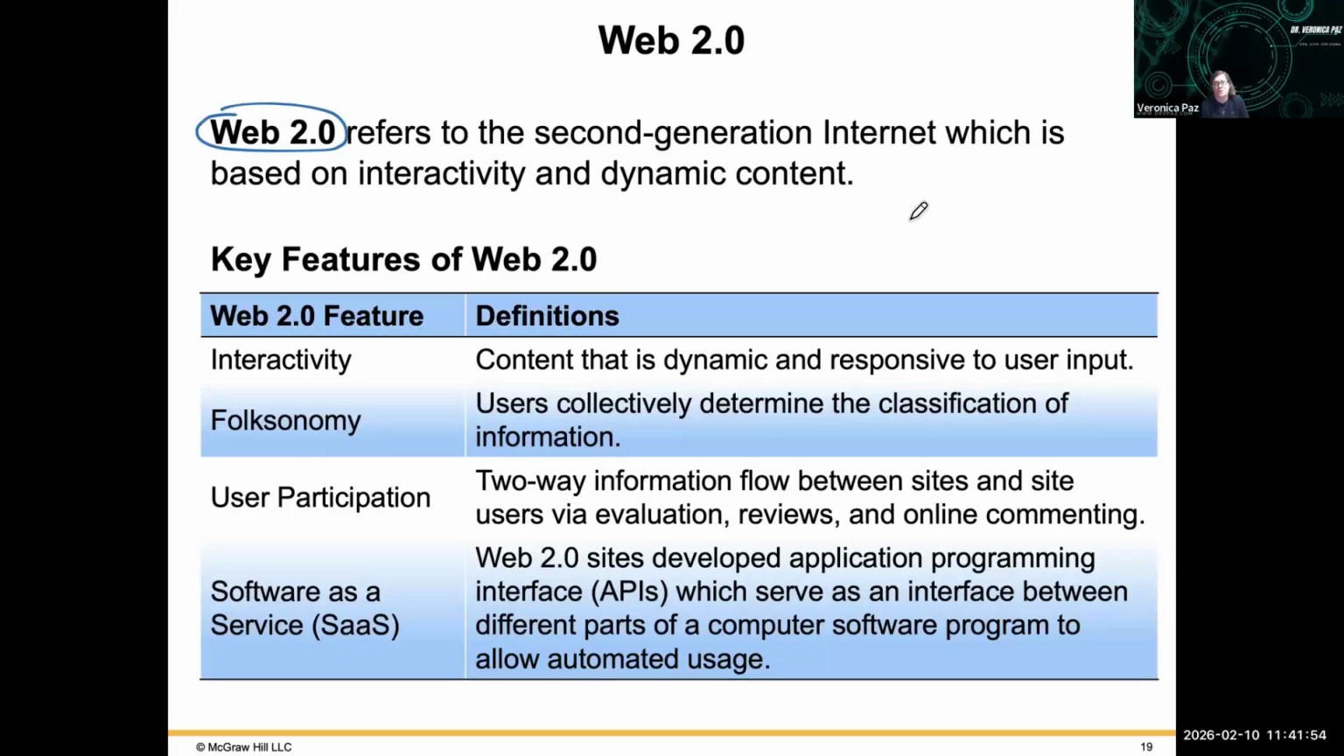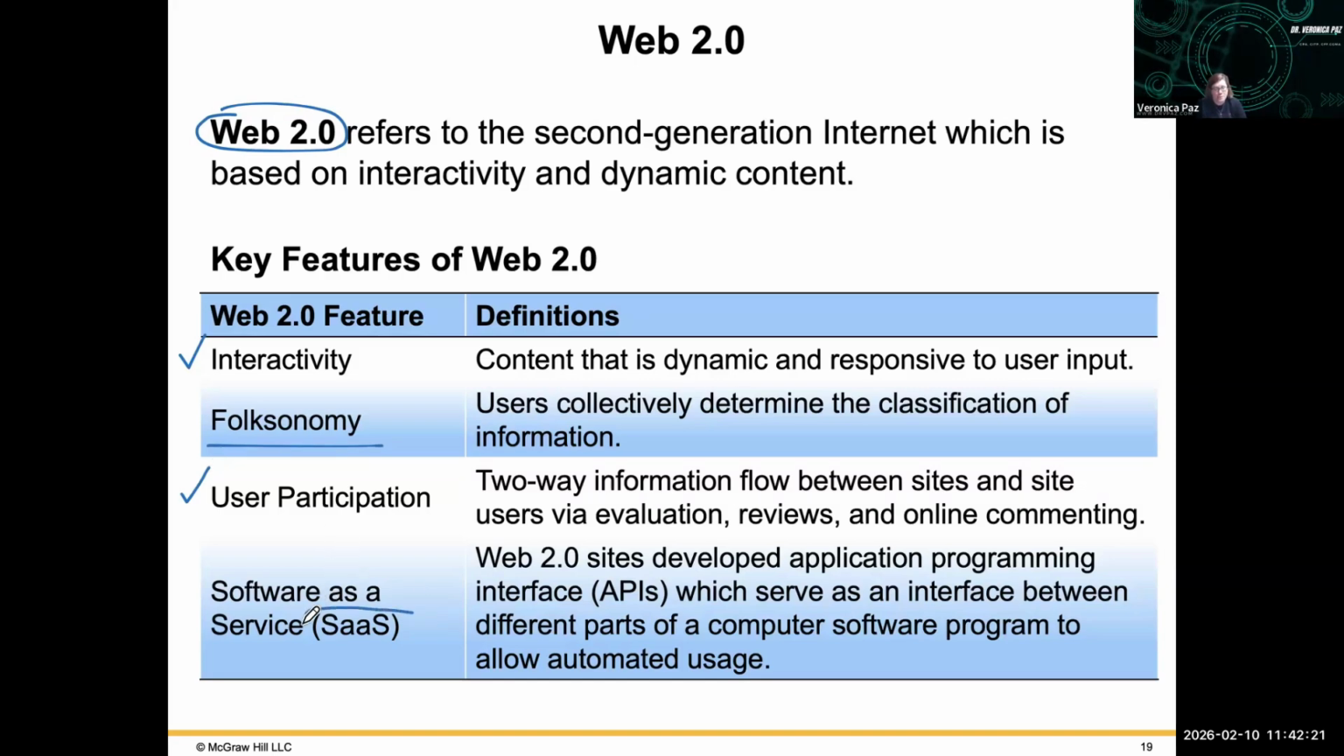And Web 2.0. Web 2.0 refers to the second generation of the internet, and this gave us more interactivity. It gave us some dynamic content that was responsive, with maybe some user input. It allowed us to classify information, so that gave us folksonomy. It gave us user participation where we can go from site to site. Maybe we could do reviews, we could do some evaluations.